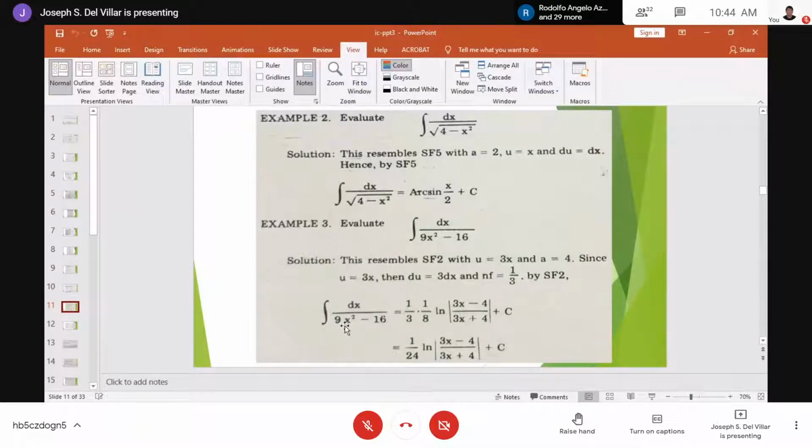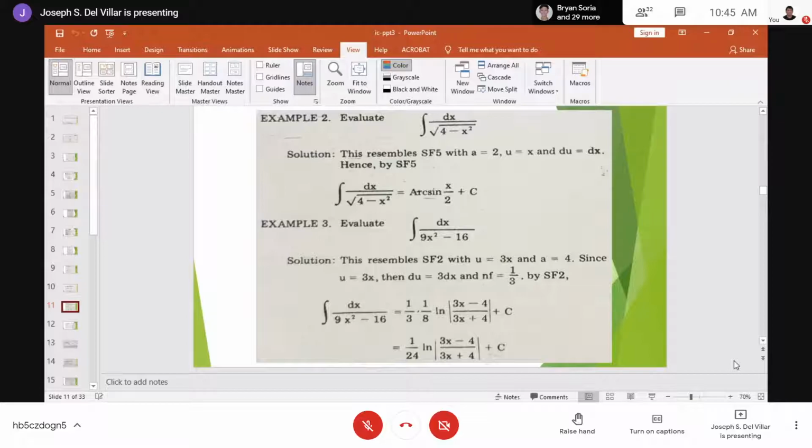So here, 3x is the variable. What is its exact differential? It should be 3dx, right? Since there is no 3, introduce the 3 here and then also introduce 1/3. So 1/3 times 1 over 2a. Our a is 4, because 16 is 4 squared. So a is 4, so 2 times 4 is 8, which is why there is 1/8, 1 over 2a.